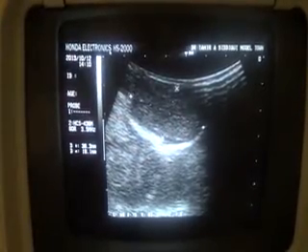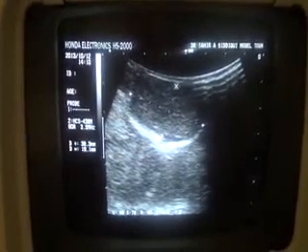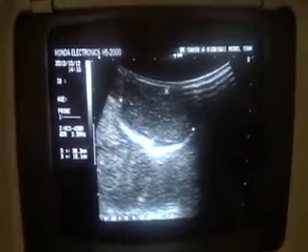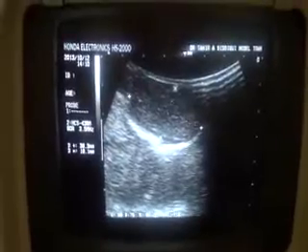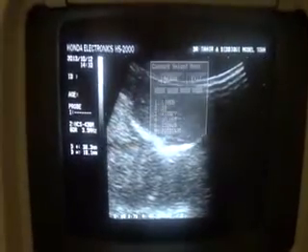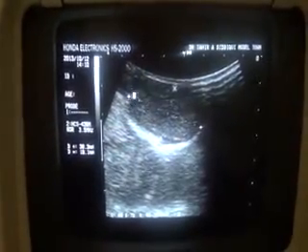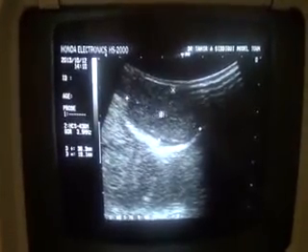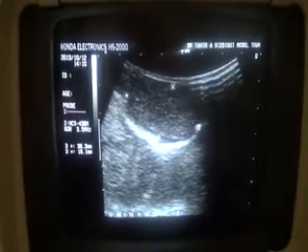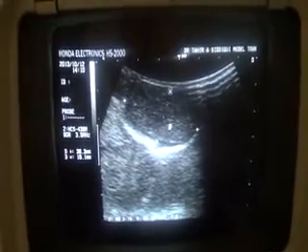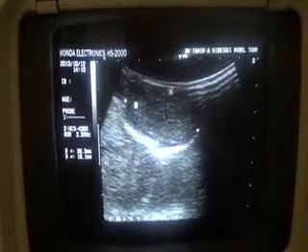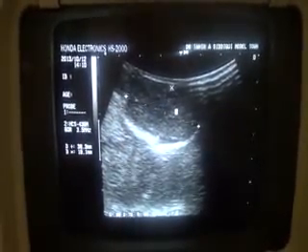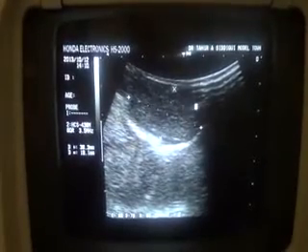This is an ultrasound study of a 15-year-old boy with a history of right scrotal pain and swelling. We are seeing the left testis first in longitudinal section, and it measures approximately 3.8 centimeters by 1.9 centimeters, and this central linear echogenic line is the mediastinum testis.